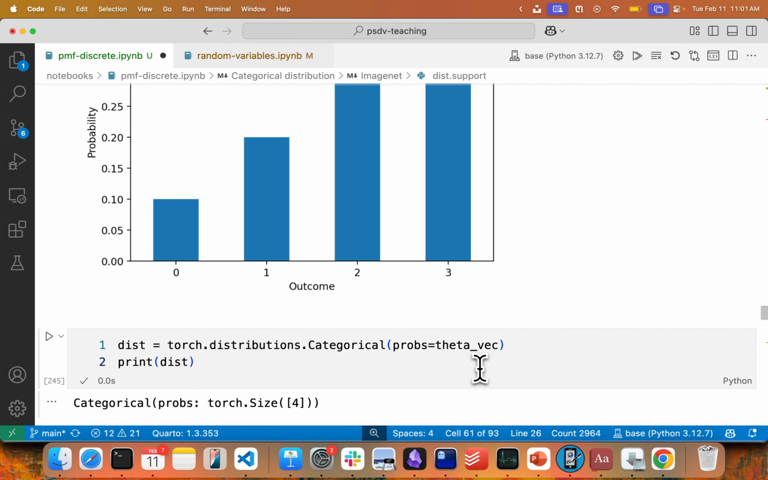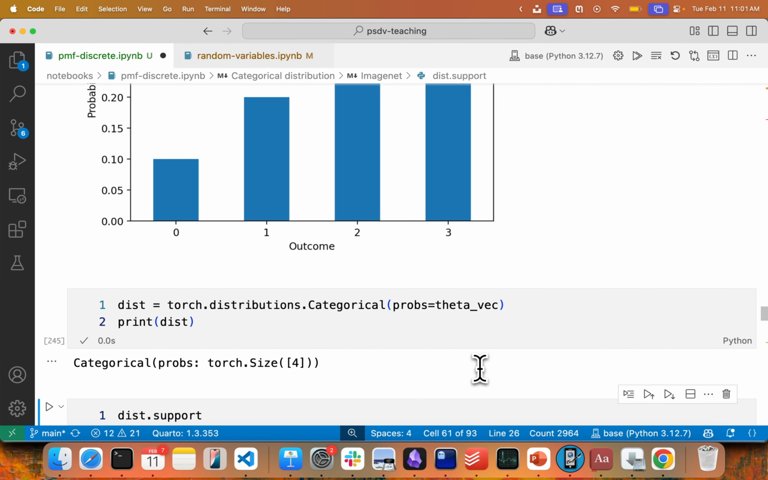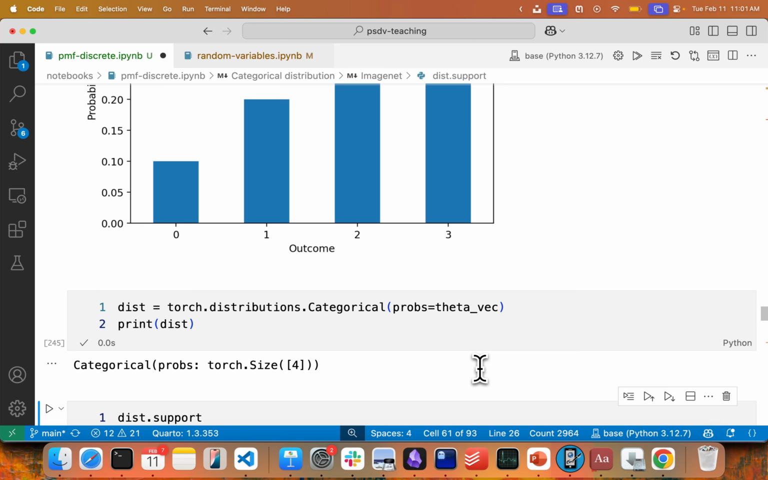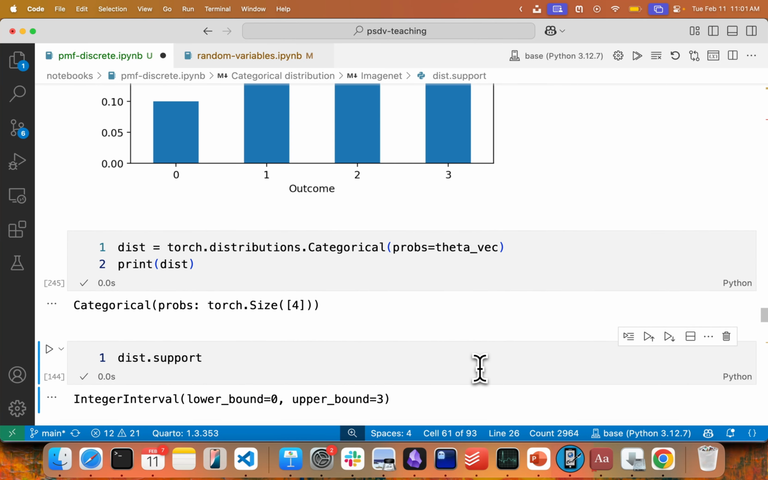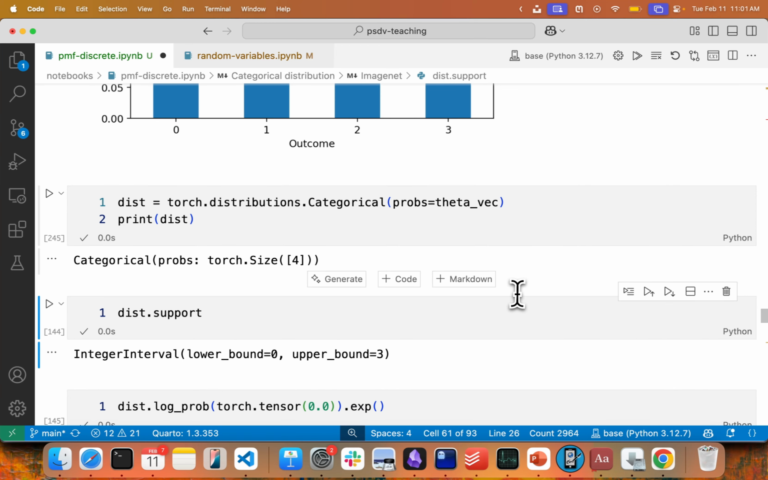What is the support of this random variable? In this case, PyTorch has nicely represented this with constraint classes. They have represented this as an integer interval between 0 and 3. You are trying to represent 0, 1, 2, 3. That's how they've represented it.